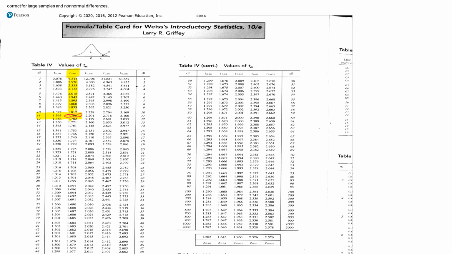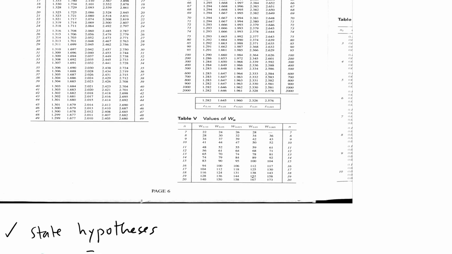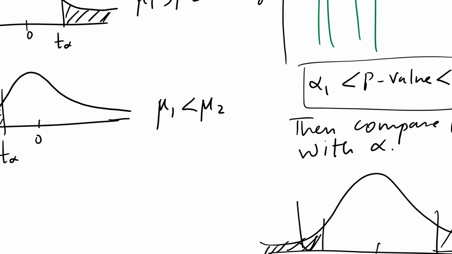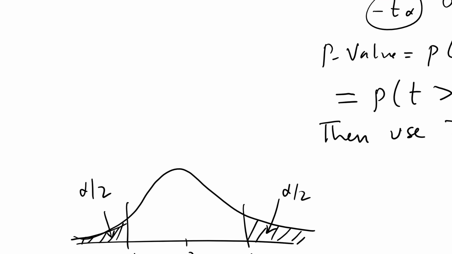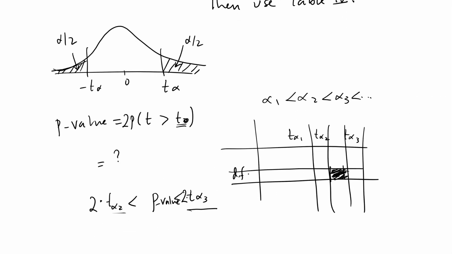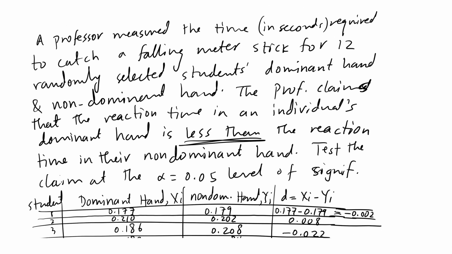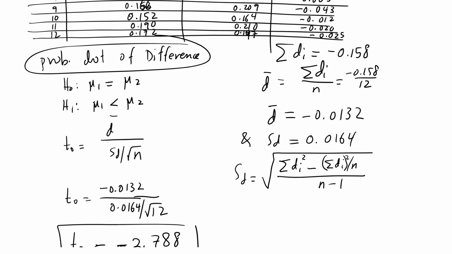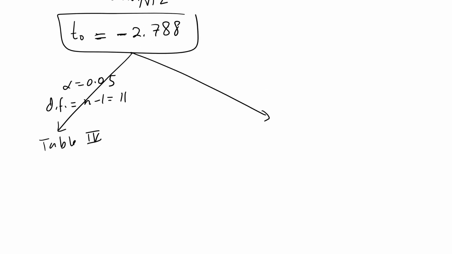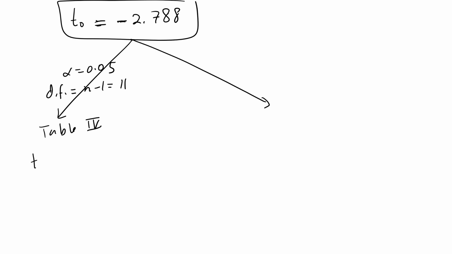1.796. That's the critical value, 1.796. So this is the critical value, t sub 0.05.